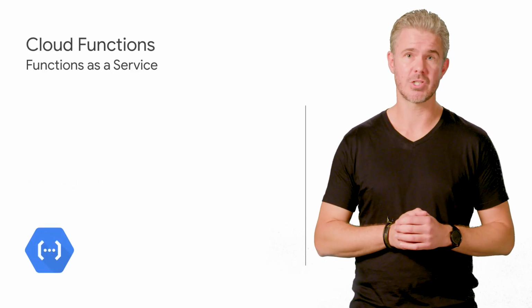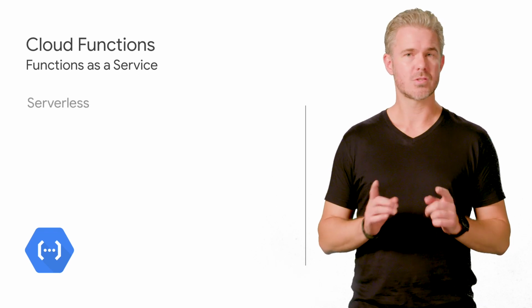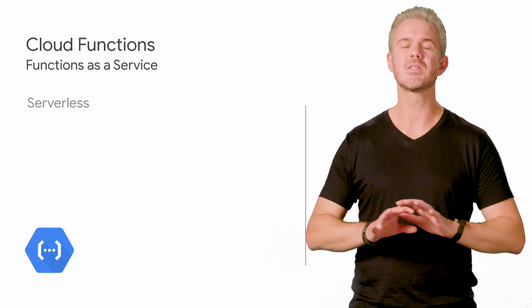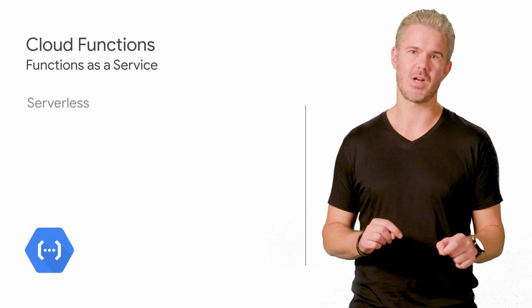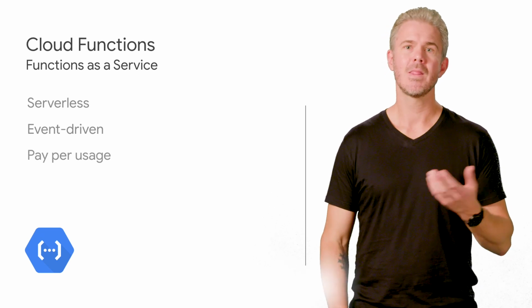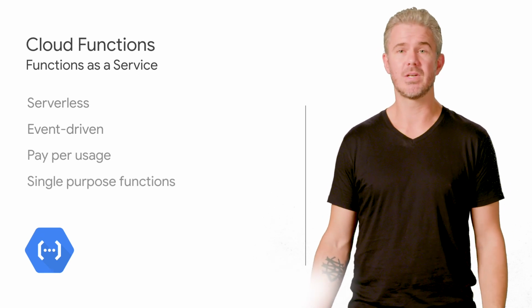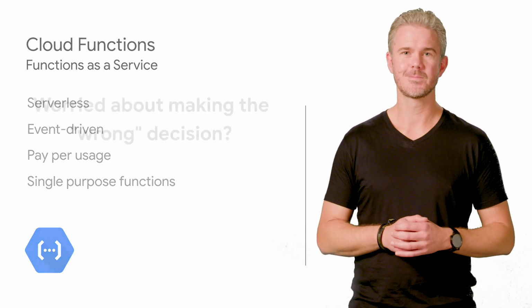Finally, we have Cloud Functions, which are intended for smaller, short-lived individual functions. They're serverless, which means the infrastructure is almost completely abstracted away from you, and you only pay when your code is actually running. They're event-driven, so they're triggered when events happen in the cloud, such as an HTTP request, a file uploaded to Cloud Storage, or a new record inserted into the Firestore database.